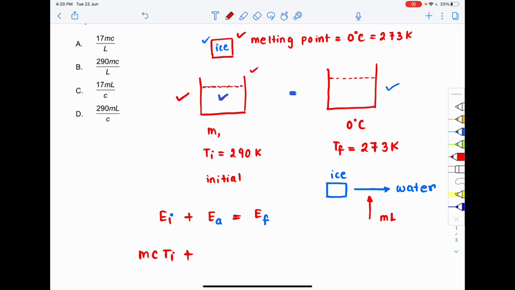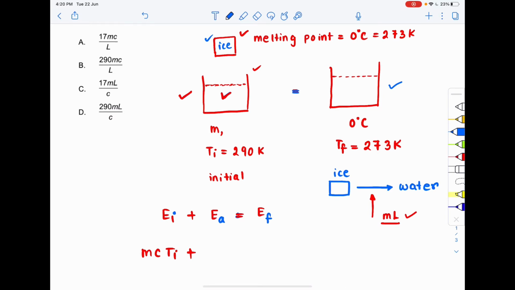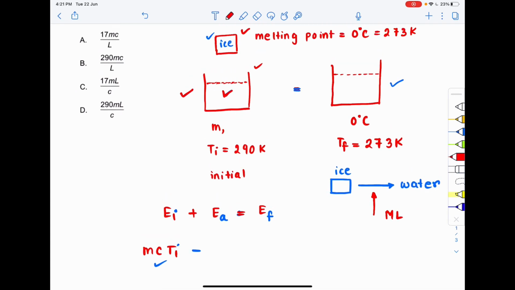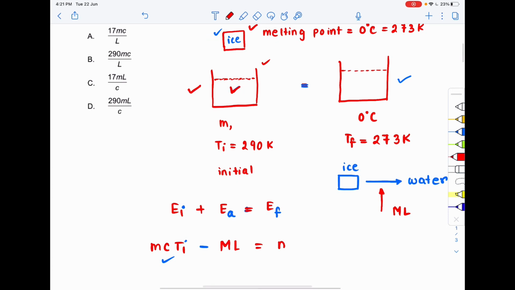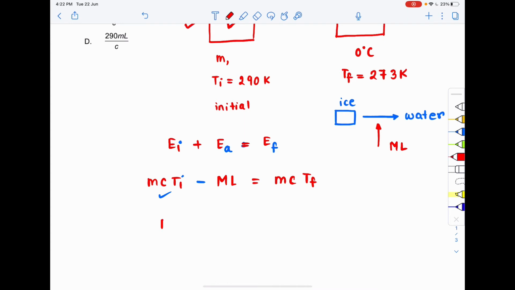So who will supply this mL energy? The water which is at 290 Kelvin will supply this energy mL. So the energy being added is minus mL. Why? Because from this initial thermal energy we are taking away mL heat, where m is the mass of the ice. This is equal to mC into Tf, that is the final energy. So from here I can write that mL is equal to mC (Ti minus Tf).